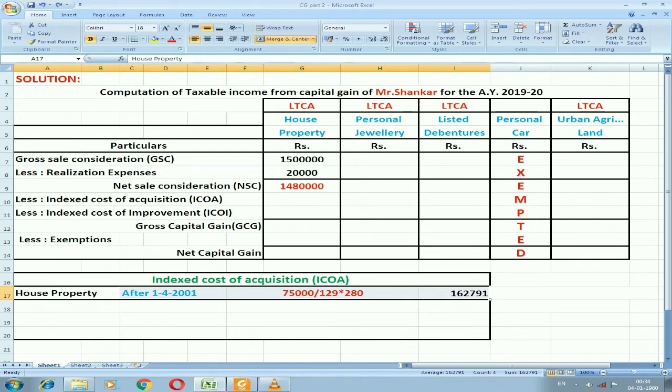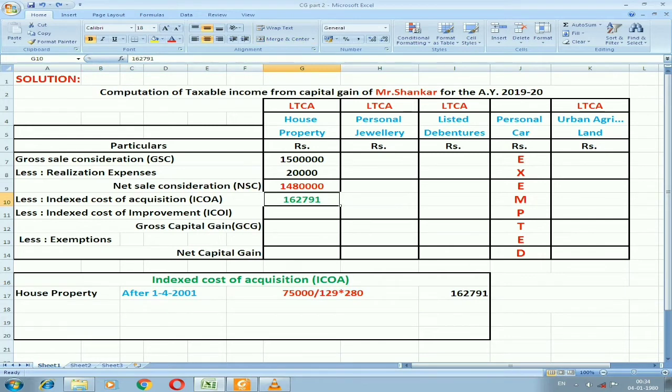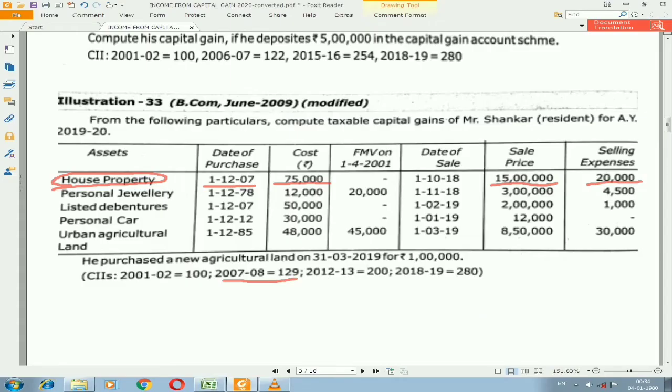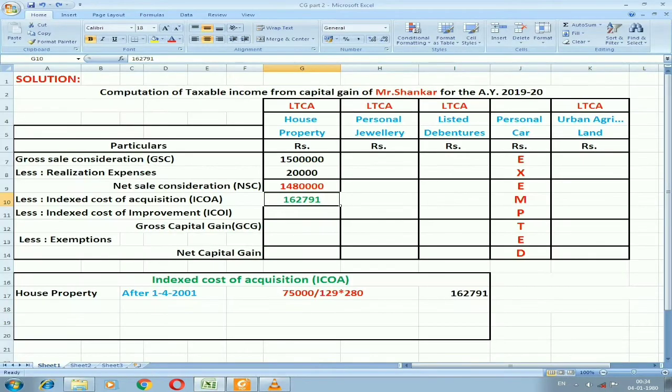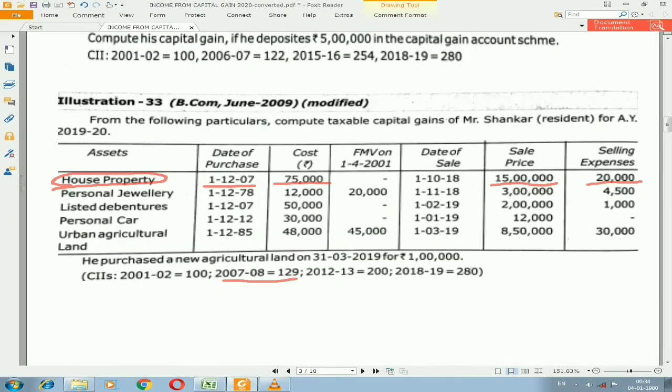After entering that, we need to check what improvement is made on that house property. As you can see in the illustration, the assessee has not made any improvements, so the indexed cost of improvement will be nil. Then the total will be gross capital gain 13,17,209. Then we need to check the exemption.